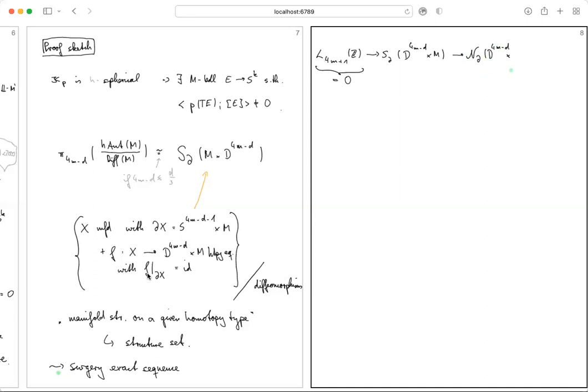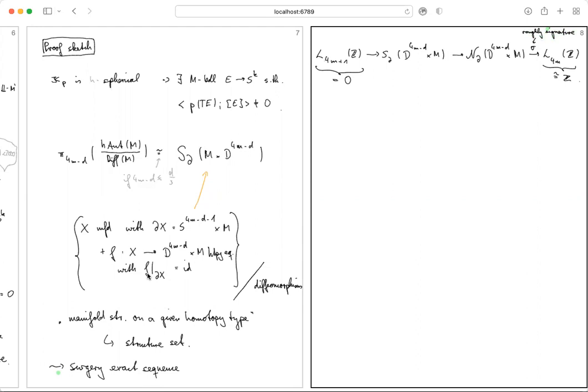D for m minus d times m. And the final thing is again an L group, L for m of the integers, which is isomorphic to Z. And this final map is roughly the signature of something.